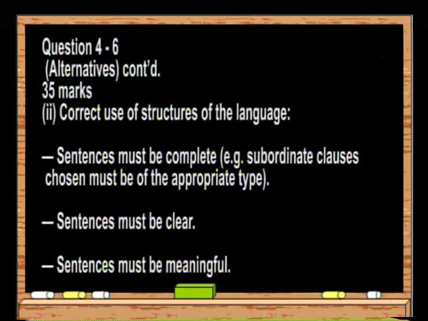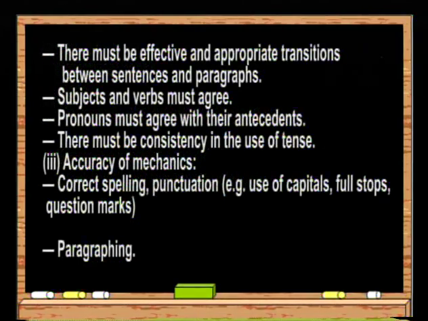Sentences must be complete. For example, subordinate clauses chosen must be of the appropriate type. Sentences must be clear. Sentences must be meaningful. There must be effective and appropriate transitions between sentences and paragraphs. Subjects and verbs must agree. Pronouns must agree with their antecedents. There must be consistency in the use of tense.